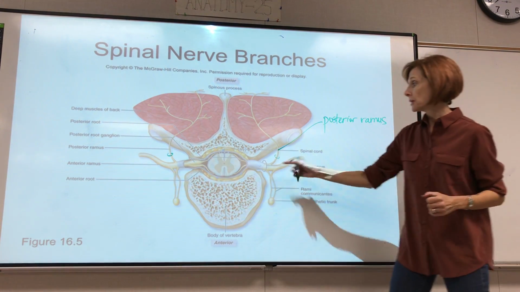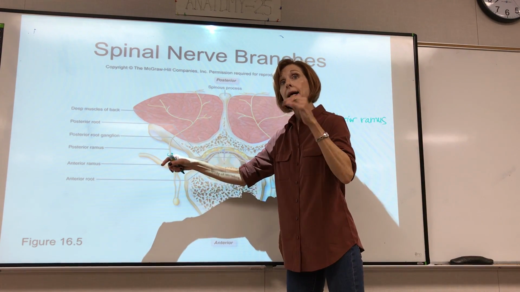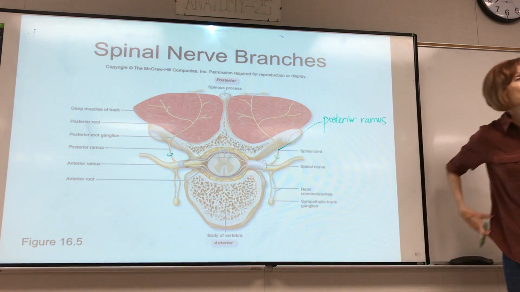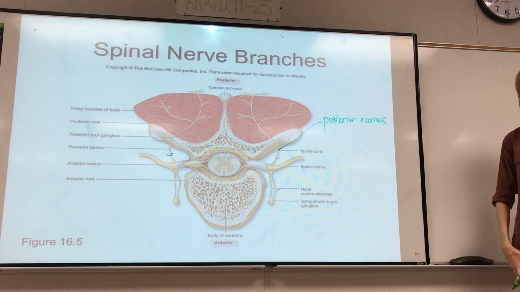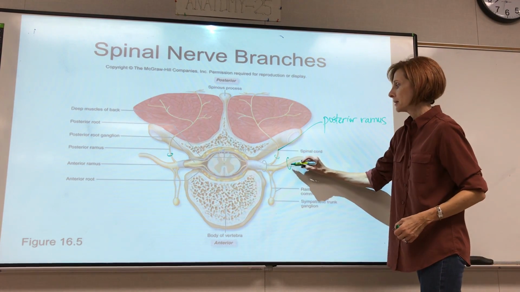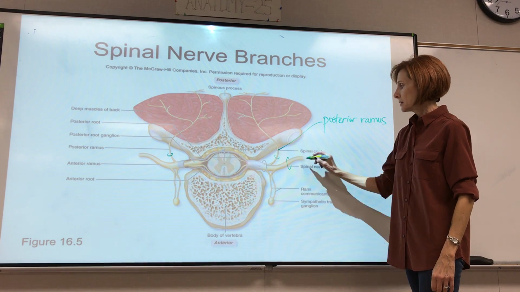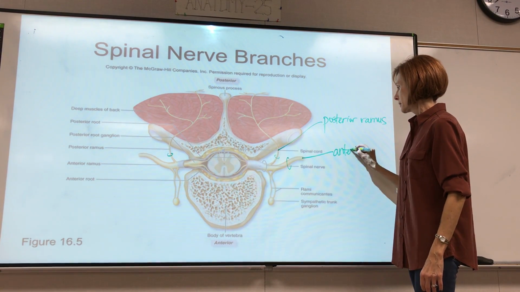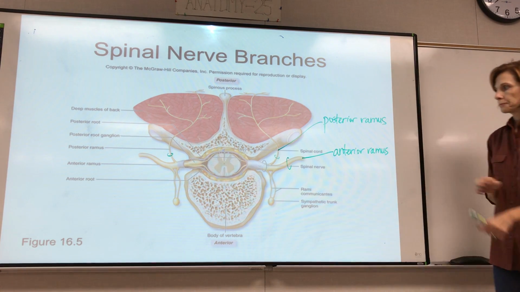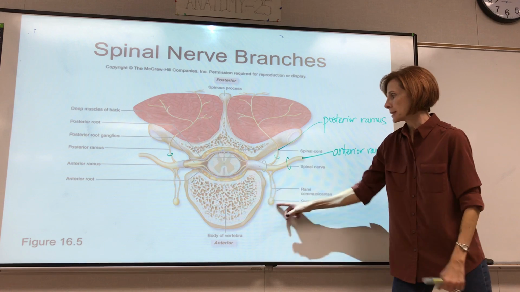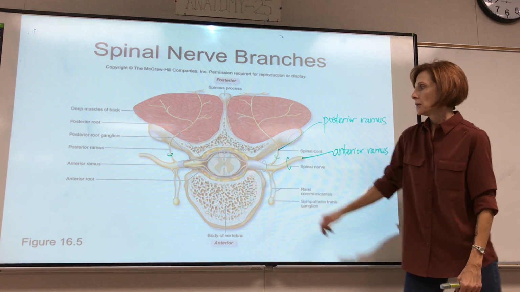The larger anterior ramus is also mixed. It has both sensory and motor neurons. They're going to supply the anterior trunk and the extremities. So the anterior rami are larger than the posterior. This is called the anterior ramus of the spinal nerve. And again, we're going to ignore these because these have to do with the autonomic nervous system.